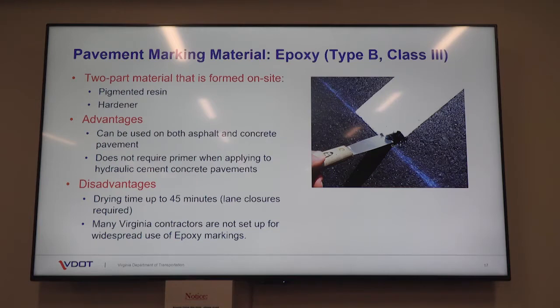It doesn't require a primer though. But a disadvantage is that if it's installed incorrectly, and there are a lot of factors that go into installation of all of our pavement markings, but epoxy especially, you can have some problems, and you're going to have to reapply. Like I said, whether the temperature's off or the moisture content is off, a lot of criteria go into how to apply the epoxy. It can take up to 45 minutes to dry. So again, keep in mind what that would mean in terms of MOT. This image here is the dried epoxy, after it's already cooled for at least 45 minutes.